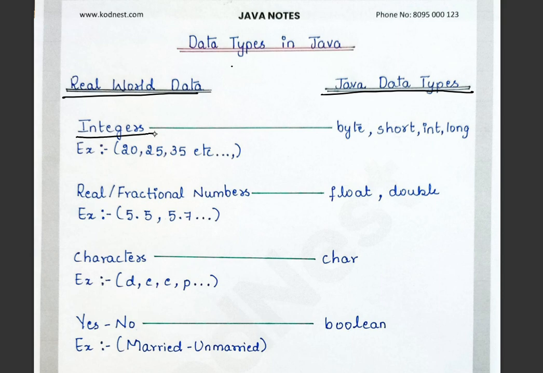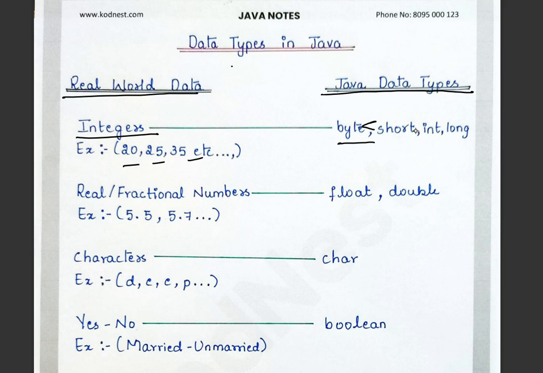In the real world, integers are nothing but numbers, like 20, 25, 30, and so on. For integers we have four types in Java: byte, short, int and long. Byte only stores data with little memory. For small data we can't use a large memory, right? So for small data we use little memory, which saves space and also runs very fast.